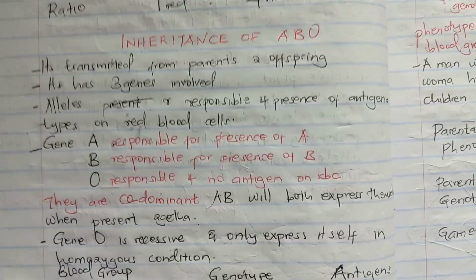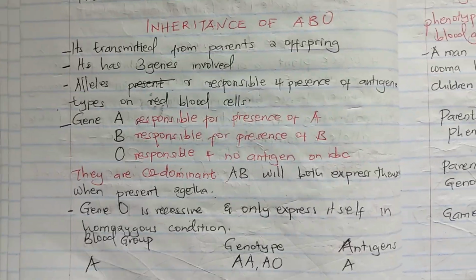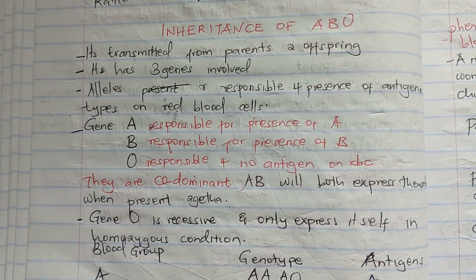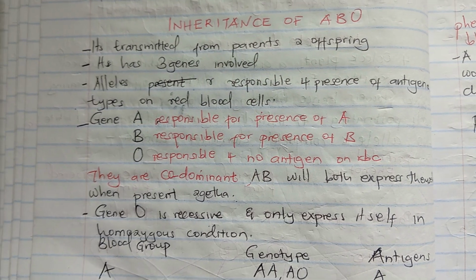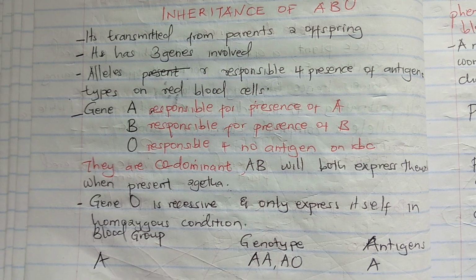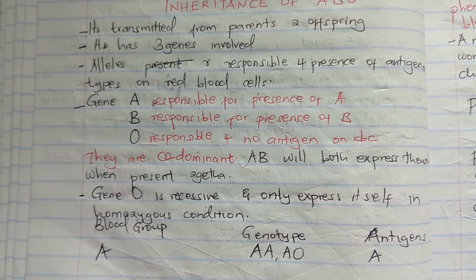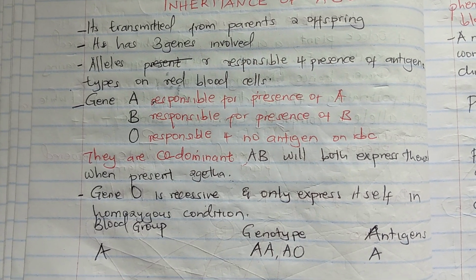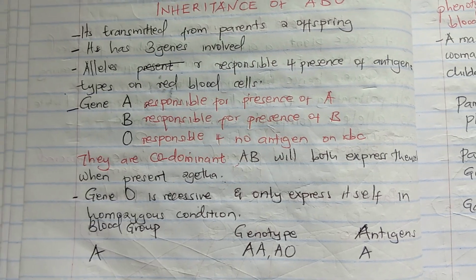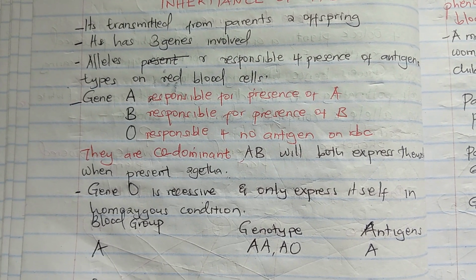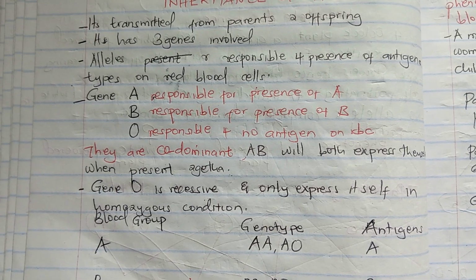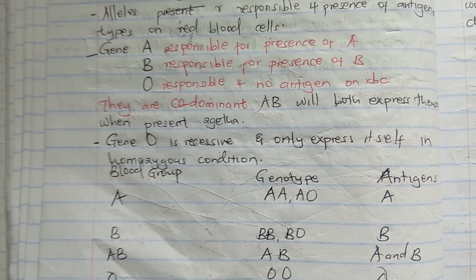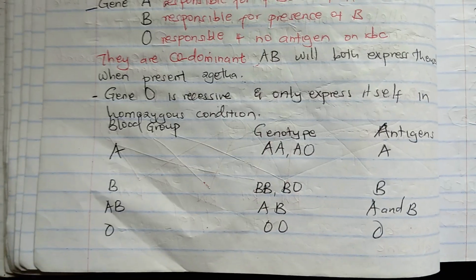The inheritance of ABO is transmitted from parent to offspring, of course. As we said earlier, the blood group is determined by your parents. It has 3 alleles involved, responsible for the presence of an antigen type on the red blood cell. Gene A is responsible for the presence of antigen A, gene B for antigen B, and O for no antigen on the red blood cells. A and B are dominant, meaning AB will be expressed together, and O is a recessive gene, so it is only expressed in the absence of A and B.